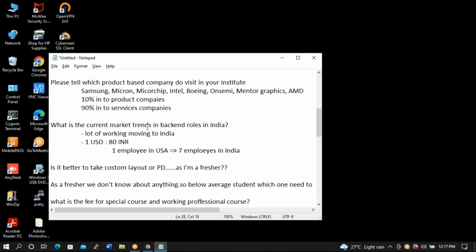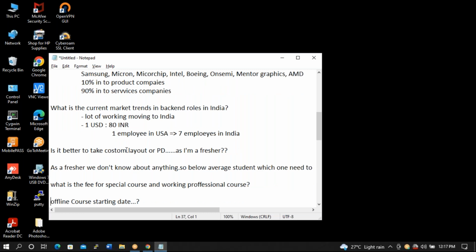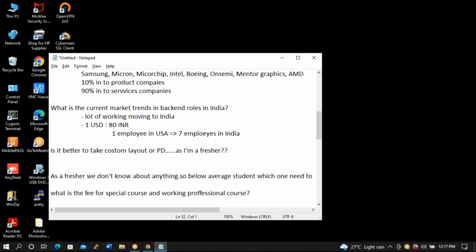Next. Is it better to take custom layout or PD? I'm a fresher. Both the domains are equally good, so I don't want to say PD is better or custom layout is better. It's all your perspective. Which domain you find interesting is important. Otherwise, both the domains are good. There is hiring happening in both the domains.